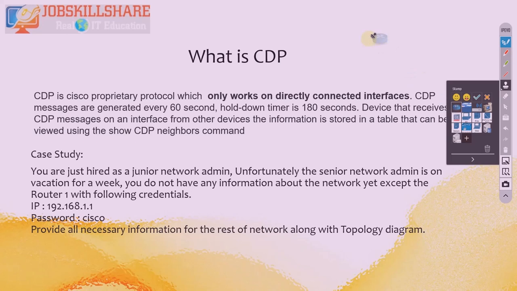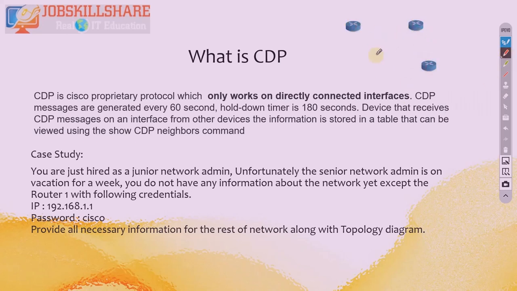have these two routers connected and there is another one, only CDP works directly on these two connecting interfaces, and even here as well. But it doesn't mean this router has any information or any negotiation with CDP with this third router. No, it is not going to happen, unless this is directly connected, then we can say the CDP is running on this link as well.